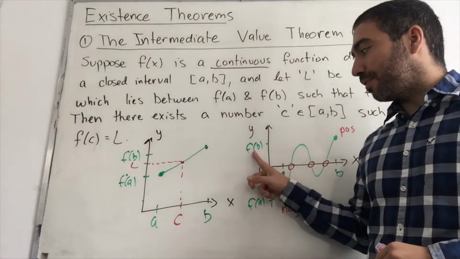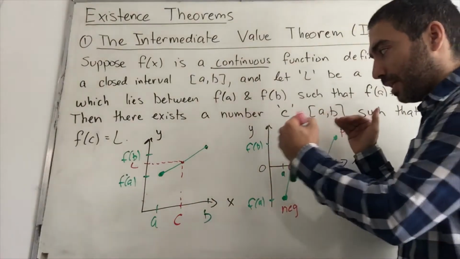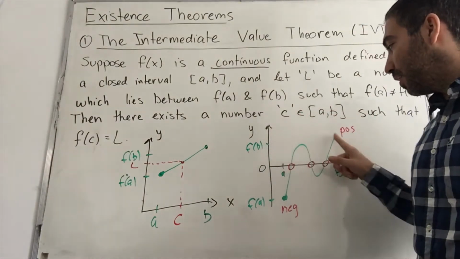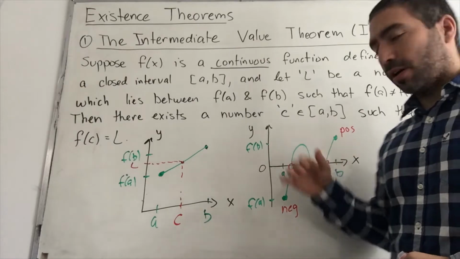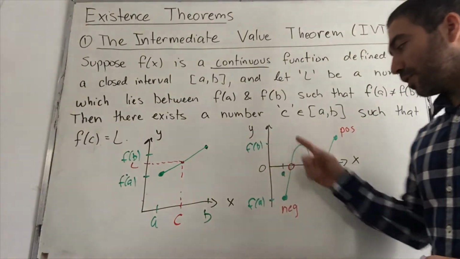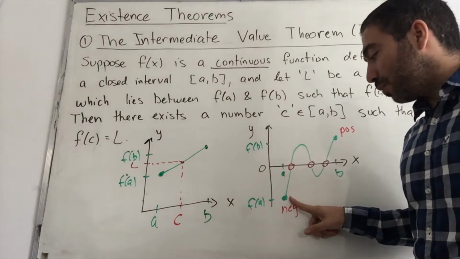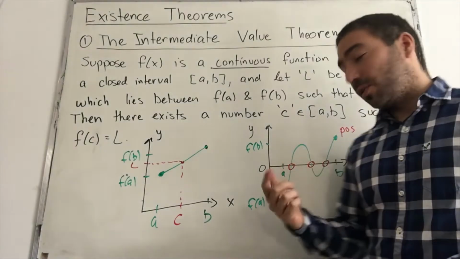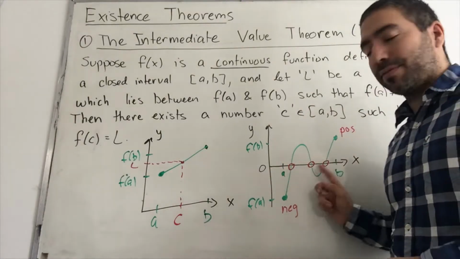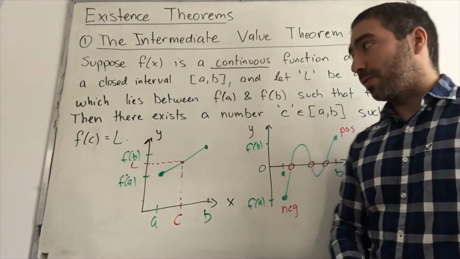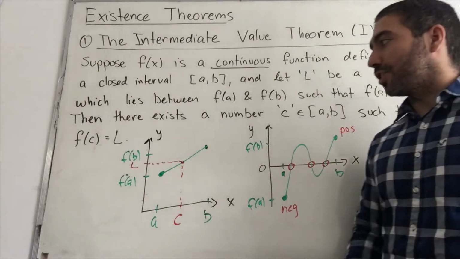Notice that f of a and f of b have to be different values. They can't be on the same level. They can't both be, let's say, over here on a straight line. One has to be different than the other. And if you could find one that's negative and another one that's positive, well, then that means in order to get there, you have to cross the x-axis. Okay, this is IVT in a nutshell.